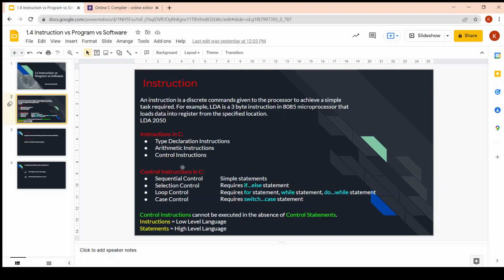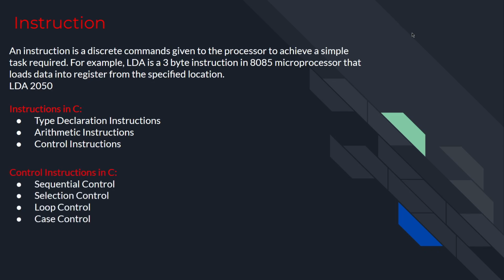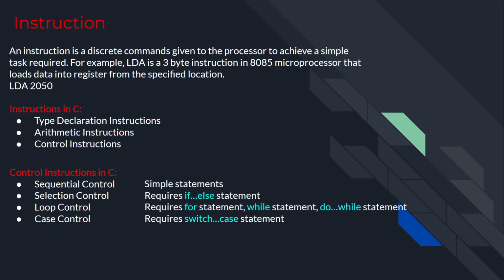And we have the third type of instruction called control instructions. For control instructions, there are four major types. First one is sequential control, second one is selection control, third one is loop control, and fourth one is case control. Sequential control requires simple statements without decision. Selection control will require an if-else statement. Loop control will require a for statement, while statement or do while statement. Case control will require a switch case statement.